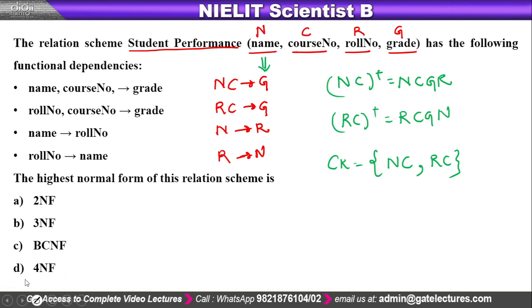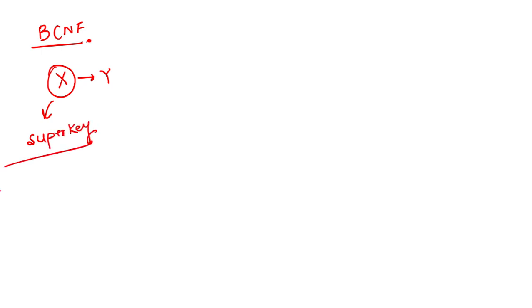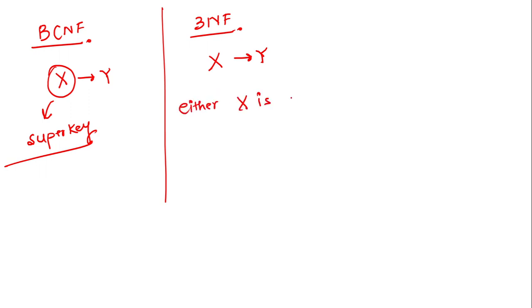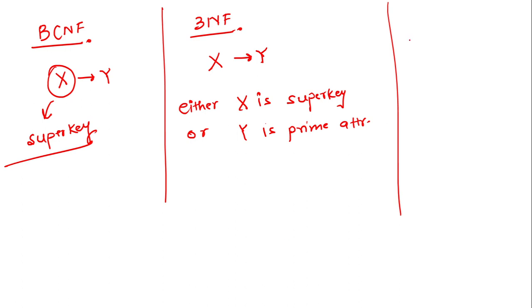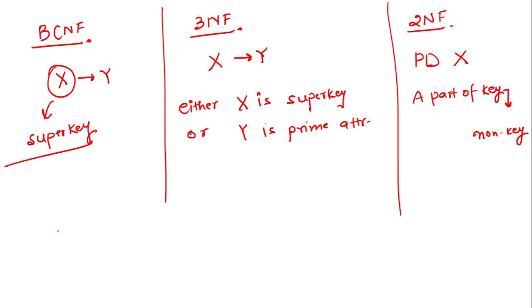What does BCNF say? If you have studied, what is the property of BCNF? BCNF says that if X is functionally dependent on Y, then this X has to be a super key. What is the property of 3NF? 3NF says that if X is functionally dependent on Y, then either X is a super key or Y is a prime attribute, meaning Y is an attribute present in a candidate key. That is the 3NF condition. What does 2NF say? 2NF says that partial dependency should not exist. What is partial dependency? A part of a candidate key deriving a non-key attribute. So these are the conditions we have to check.